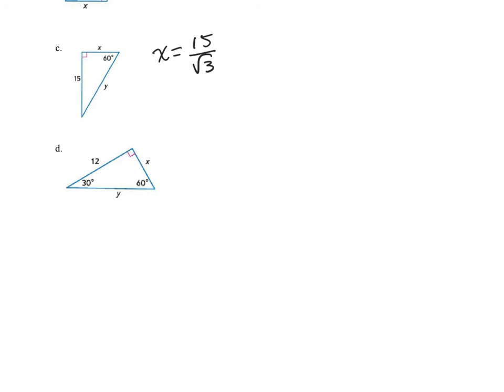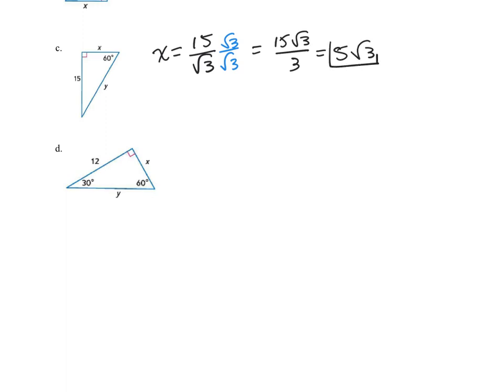So we're going to rationalize the denominator. We multiply it by itself, but whatever you do to the denominator, you also need to do to the numerator. So that means it's going to be 15 times the square root of 3 all over the square root of 3 times the square root of 3, which gives us 3. That simplifies a little bit, since 15 divided by 3 is 5. Our final answer would be 5 times the square root of 3.